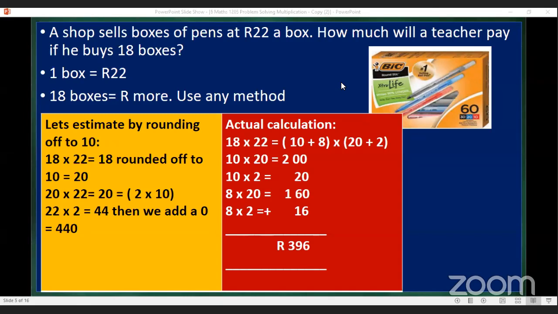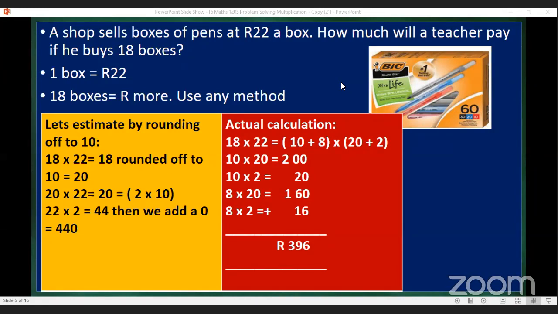And then I get 40. So will the teacher need 40 rands to buy 18 boxes if one box costs 22 rands? Will 40 rands buy 18 boxes? You see, you're making sense of your thinking, because we want you guys to be analytic. We want you to think.